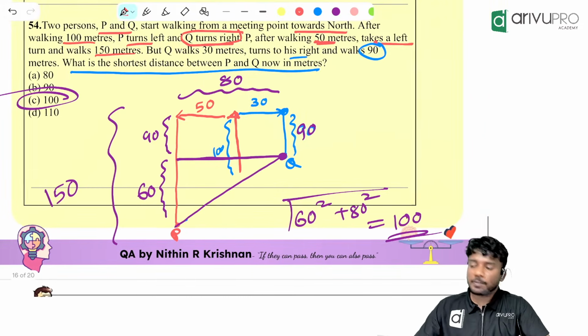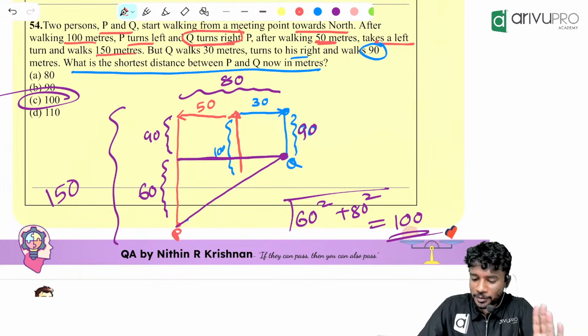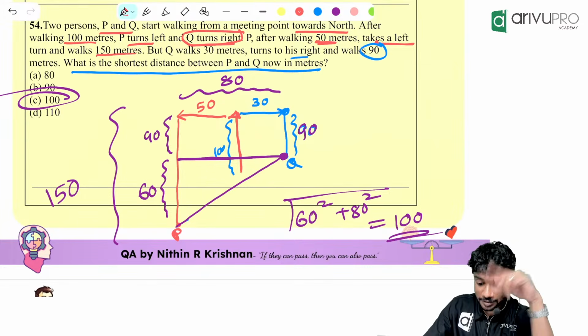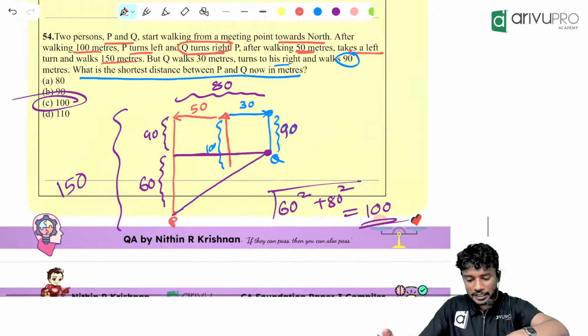It is a little time consuming question compared to all the other questions we have done. So think about it, two interesting questions were there in this setup. This one, and the previous one, that is the deer and the hunter question. Okay. Next one.